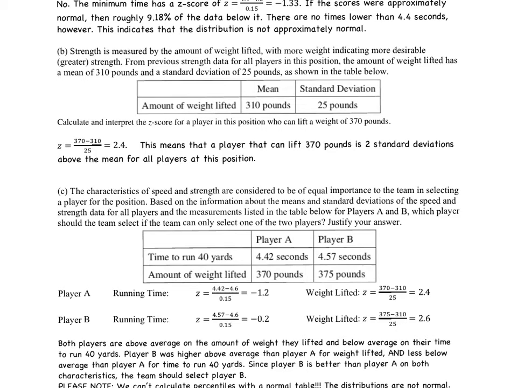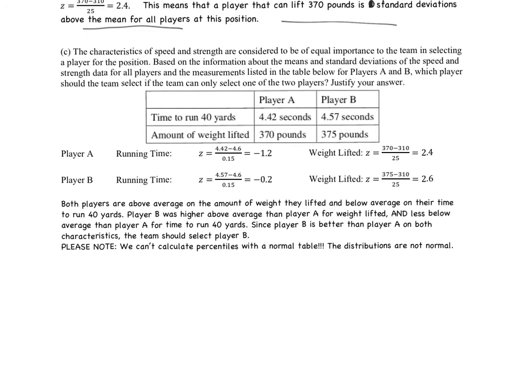So here we would say, this means that a player that can lift 370 pounds is 2.4 standard deviations above the mean for all players at their position. Sorry, I forgot the decimal. I guess the only thing else I would add there is make sure you do it in context. If you just said this means that 370 is 2.4 standard deviations above the mean, you would get dinged for that.